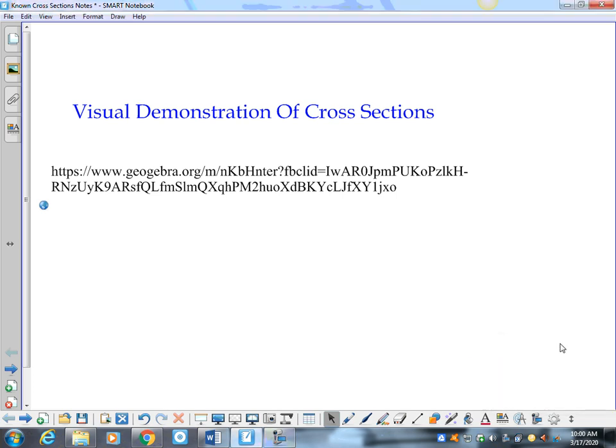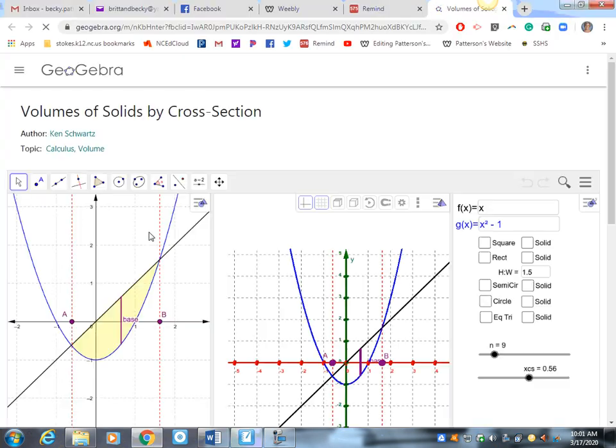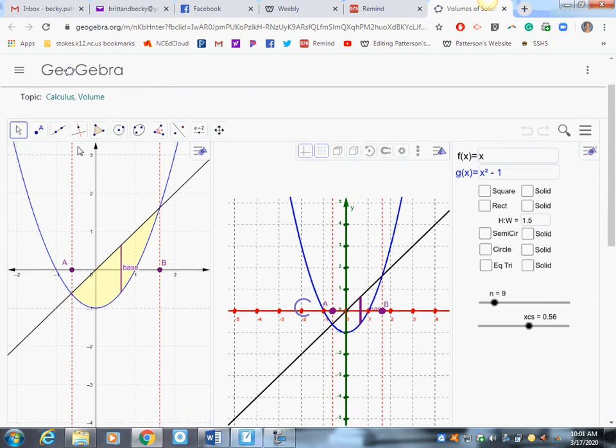So this lesson is going to combine the concept of a two-dimensional area and a three-dimensional volume. And I've got this great visual demonstration for you to see to help make it clear. In looking at this, I've got two functions: y equals x and y equals x squared minus 1. There's my linear line, and there's my parabola that comes down 1.